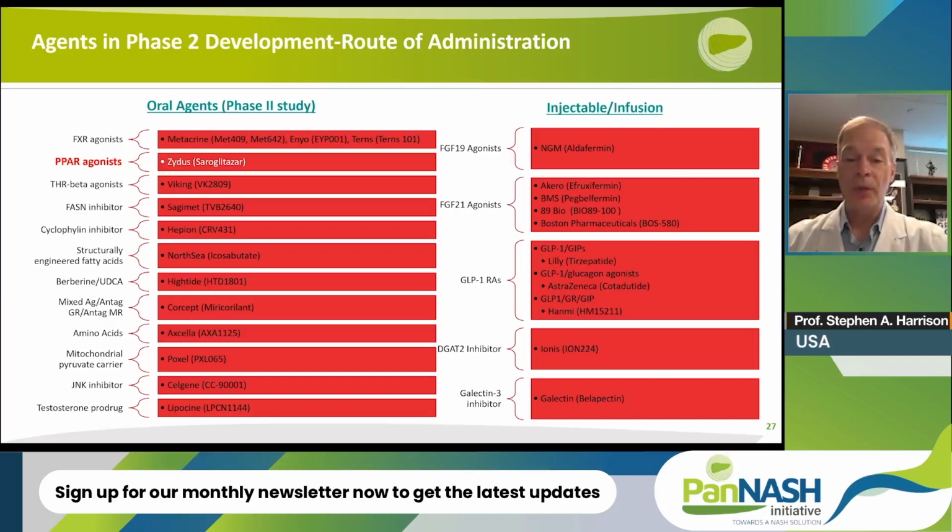When looking at the GLP-1 receptor agonist, I not only put GLP-1s alone, but also those in combination with either GIP, such as tirzepatide, or glucagon agonists, such as cadutide or pemvidutide, and then a triple agonist by Hanmi. There's also a DGAT2 inhibitor. This is using antisense technology, and DGAT2 works with de novo lipogenesis to block de novo lipogenesis. And then finally, galectin-3 is the only drug in development right now that looks at prevention of progression of disease.